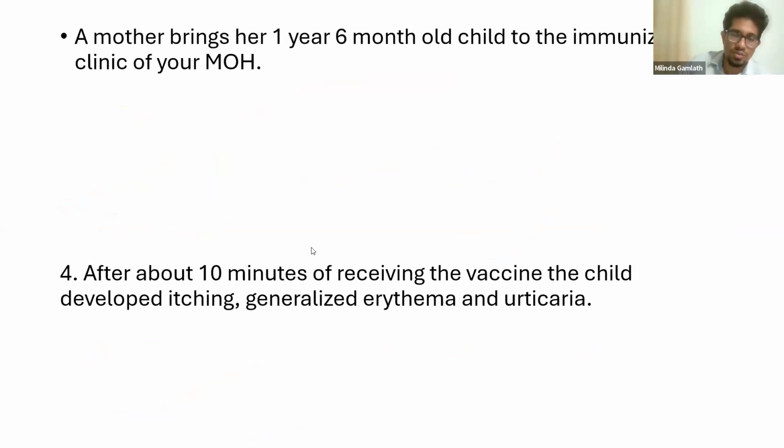After about 10 minutes of receiving the vaccine, the child developed itching, generalized erythema, and urticaria. What would you do? That part is not there, but what would you do? It still affects only the one system. I don't think it's anaphylaxis or something. So what could you do?